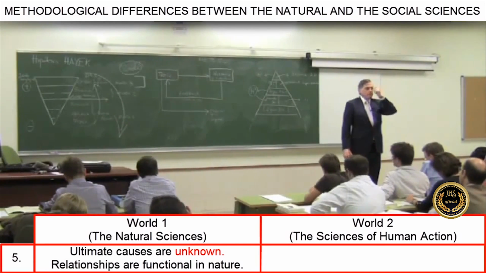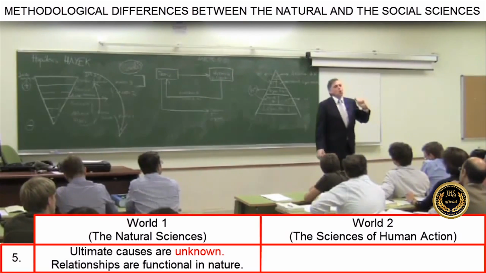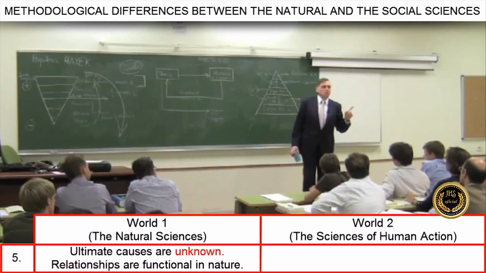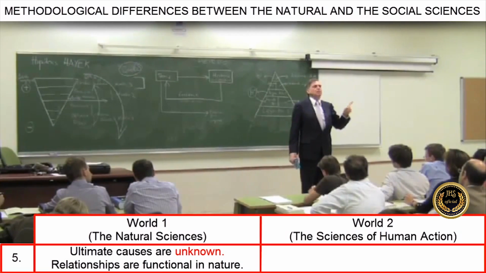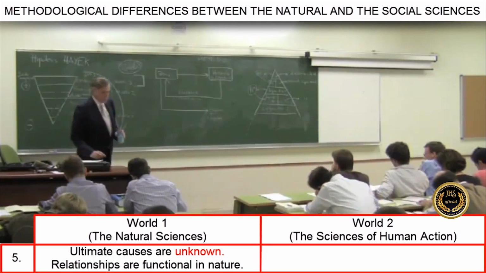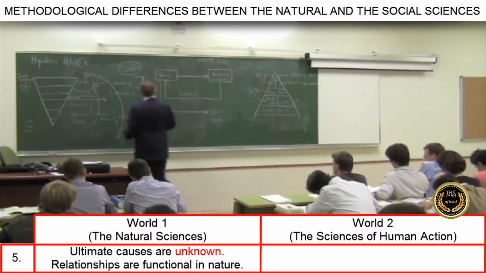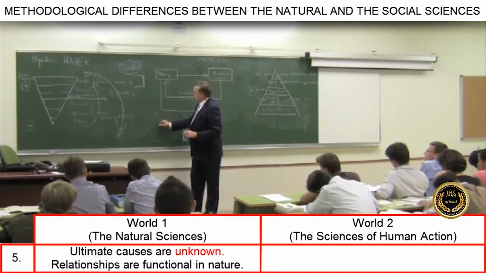Since natural scientists don't know the ultimate causes of phenomena, they establish functional relationships between them. What is a function? A function is a correspondence between two sets, the original set and the image set.